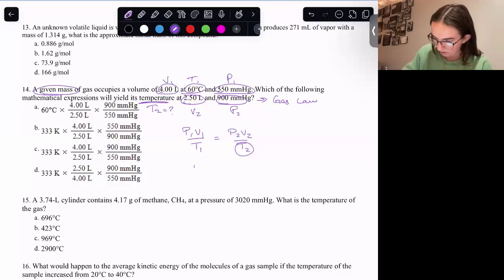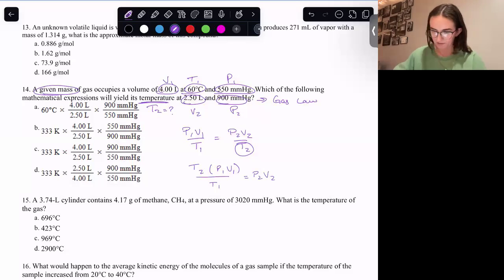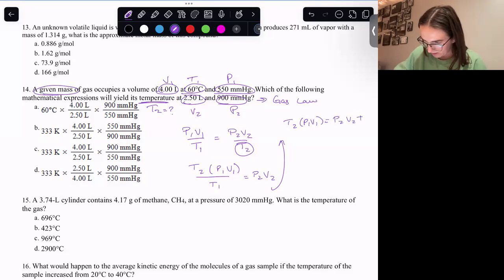So we would have T2 times P1 V1 over T1 equal to P2 V2. Then multiply T1 across. So then T2 times P1 V1 equals P2 V2 T1. So then T2 is equal to P2 V2 times T1 divided by P1 V1.